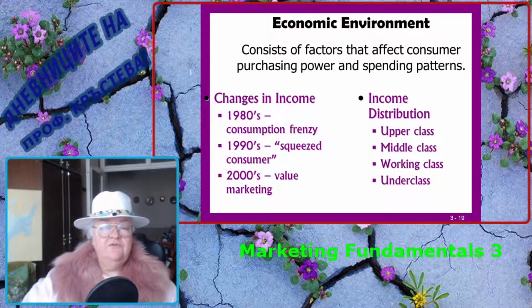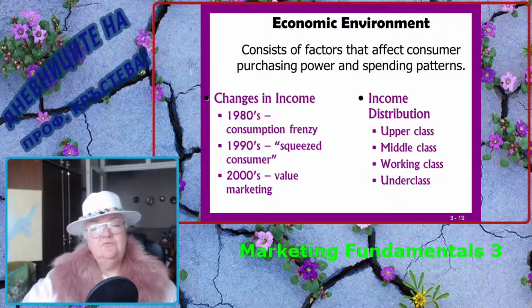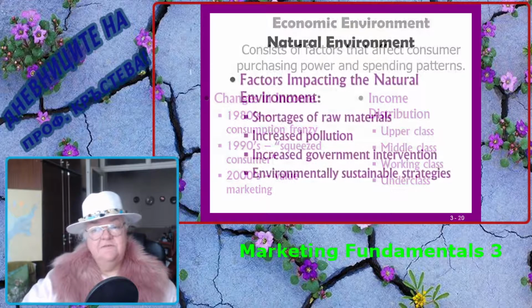The economic environment. It consists of factors that affect consumer purchasing power and spending patterns. There are great changes in income. In the 1980s, consumption frenzy. In the 1990s, squeezed consumer. In the new century, value marketing. Income distribution means that we separate people into groups like upper class, middle class, working class, and underclass.